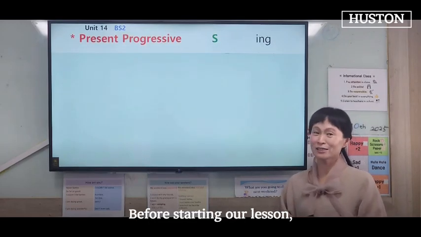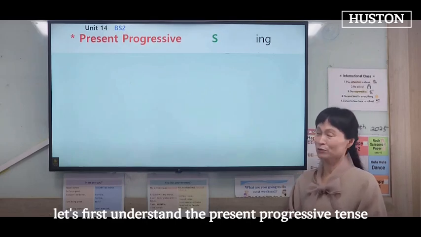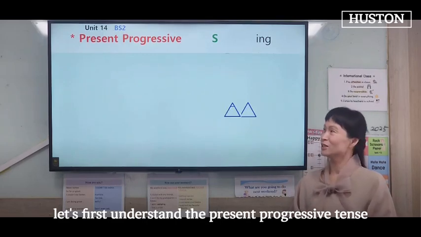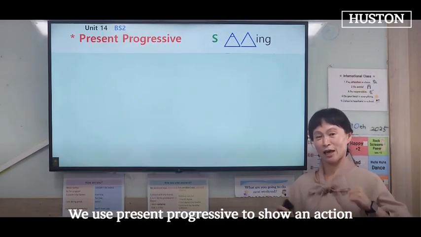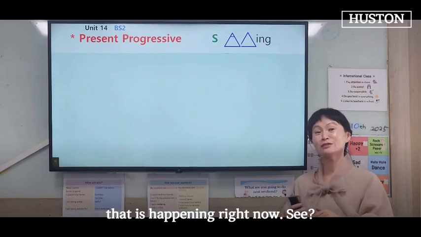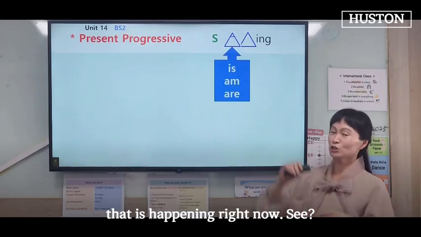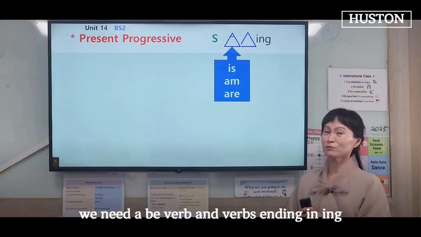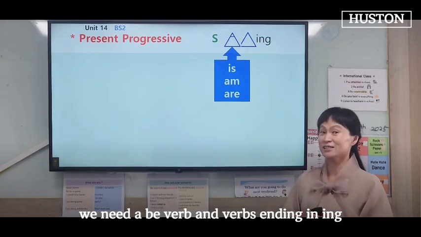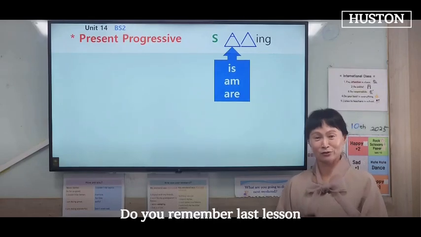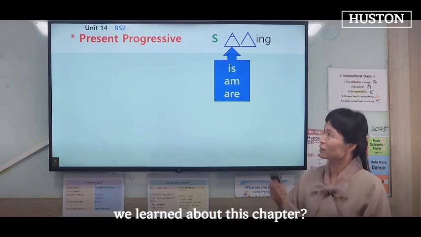Before starting our lesson, let's first understand the present progressive tense. We use present progressive to show an action that is happening right now. To make a present progressive, we need be verbs and verbs ending in -ing. Do you remember, last lesson we learned this chapter?